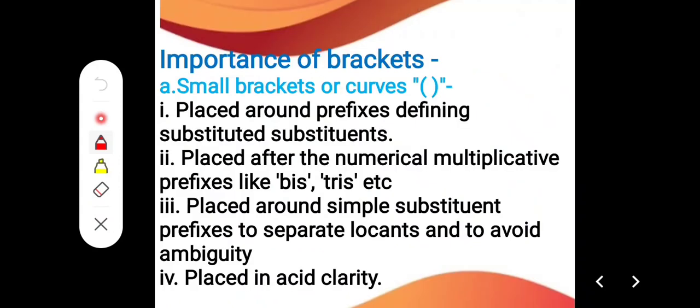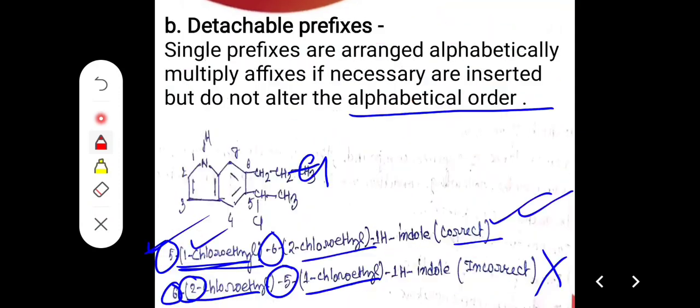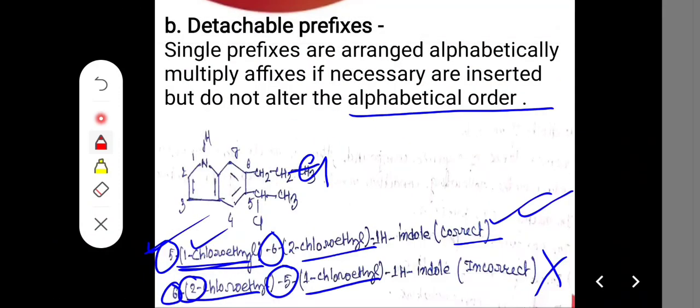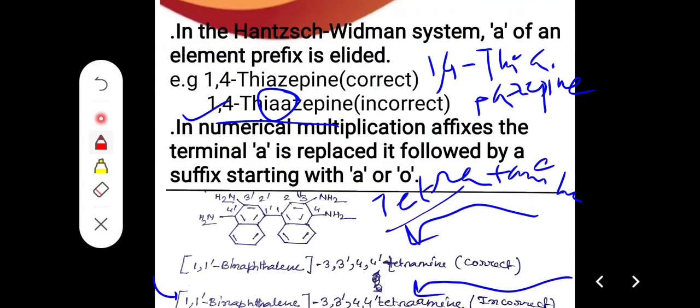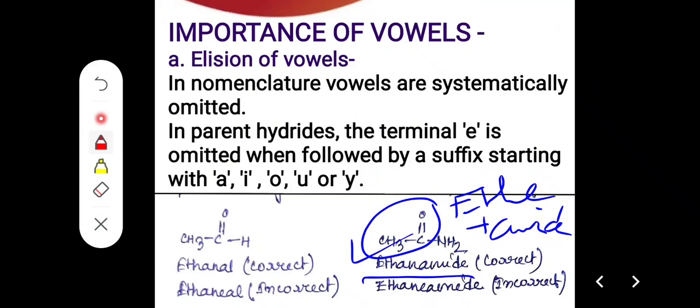Next one, importance of brackets, that should be there. So what is the summary of the whole thing? First one, importance of vowels, that is, sometimes vowels are omitted.